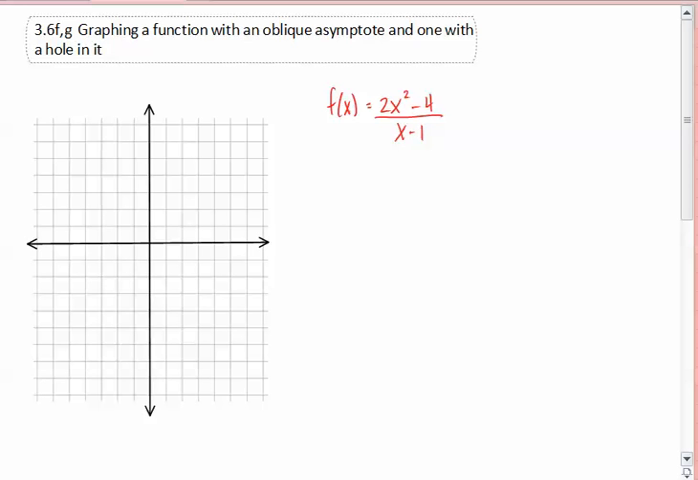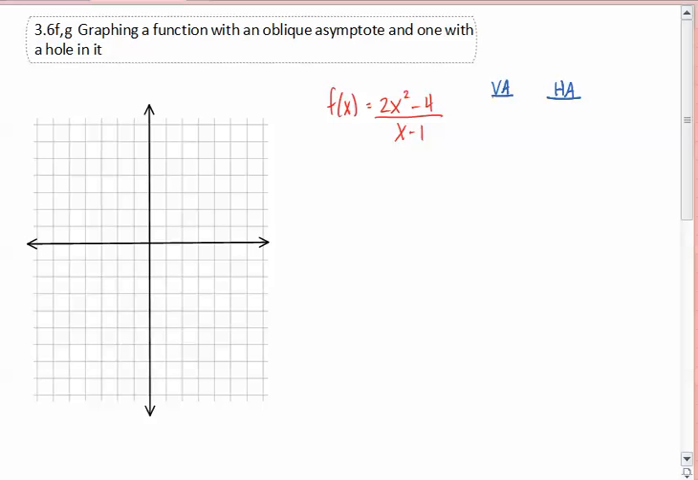Let's take a look at graphing a function with an oblique asymptote, and then secondly one with a hole in it. So to graph this, again, we're going to go back to our steps. If you haven't seen the video previous to this one, or a couple of videos before this, you'll see some steps, and I'm going to go by those steps. First thing I'm going to do is find my vertical asymptote and my horizontal, if any, and any slant, if that's the case here.